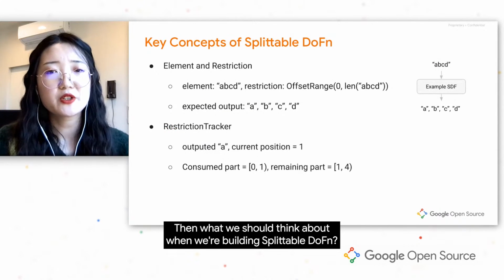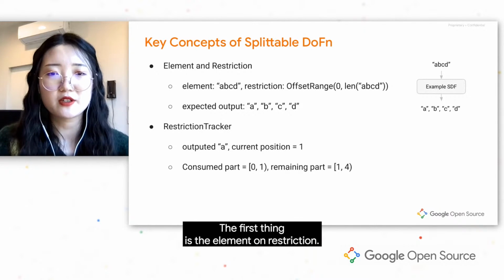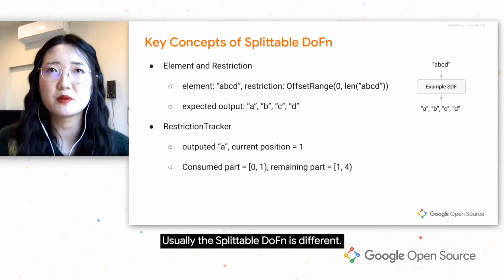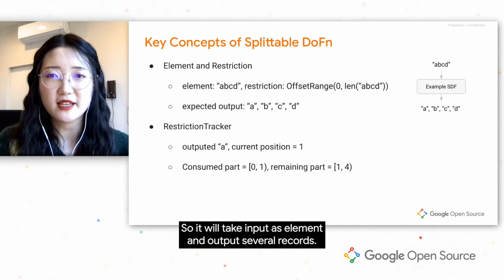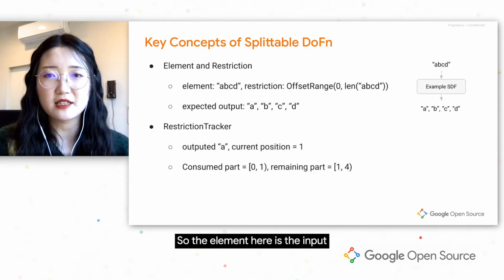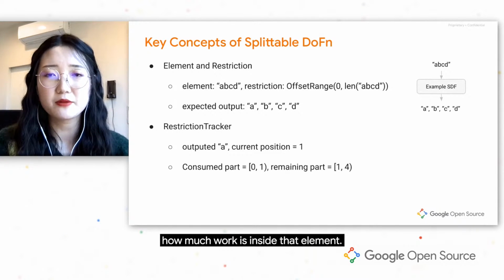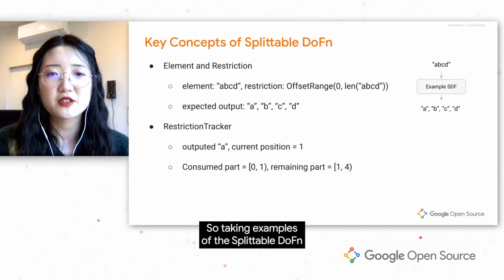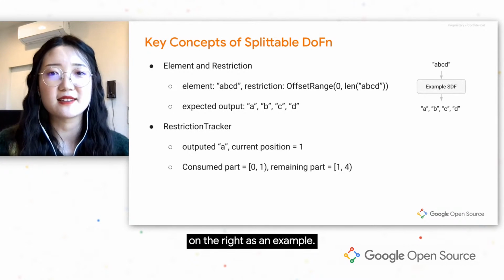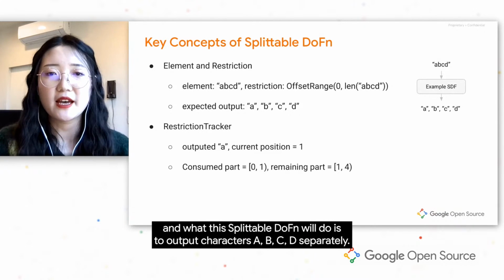Then, what we should think about when we are building a Splittable DoFn? The first one is the element and restriction. Usually, the Splittable DoFn is a DoFn, right? So it will take an input as element and output several records. The element here is the input, and the restriction usually is a description of how much work is inside that element. Taking the Splittable DoFn on the right as an example, let's say we have a string ABCD as input to that Splittable DoFn. And what this Splittable DoFn will do is output the characters A, B, C, D separately.